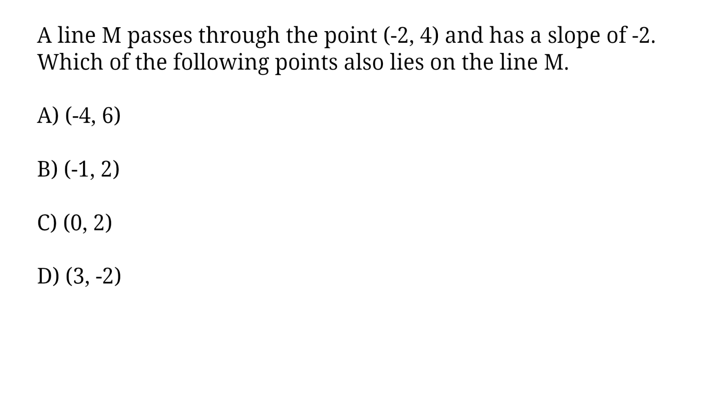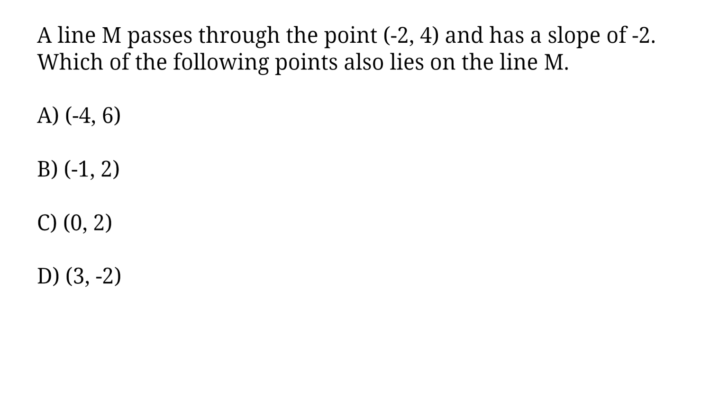A line M passes through the point -2, 4 and has a slope of -2. Which of the following points also lies on the line M? A. -4, 6. B. -1, 2. C. 0, 2. D. 3, -2.